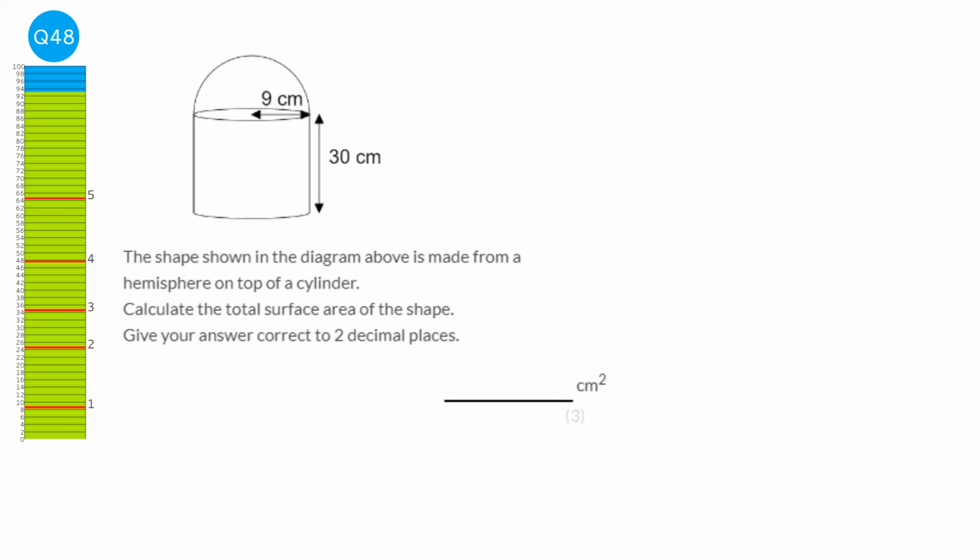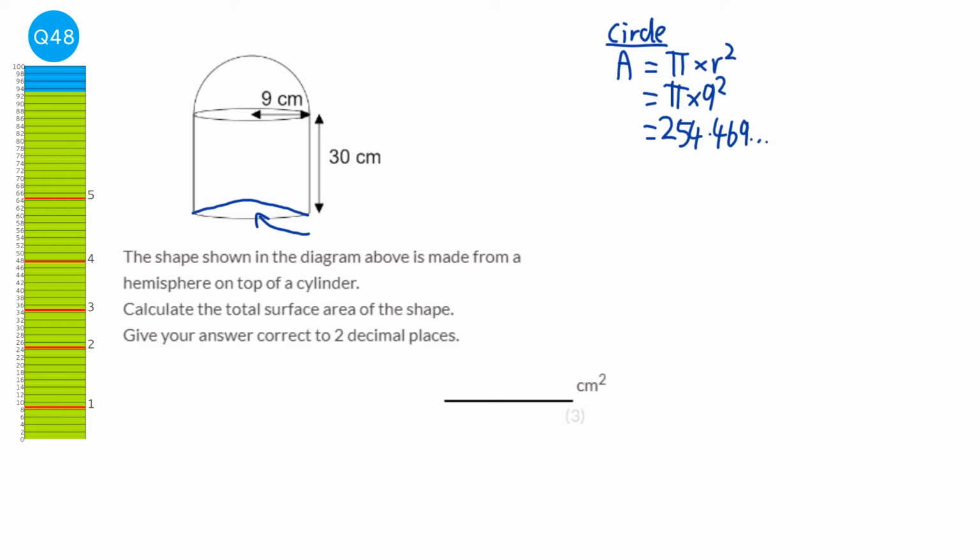So there are three parts that we need to find the area of. We're going to start with the easiest bit first, this circle at the bottom here. Okay, so the circle area is just going to be pi times r squared, and the radius is given to us at the top, which is 9, so it's just going to be pi times 9 squared, and that would be 254.469 blah blah blah. Well, we could leave it as 81 pi.